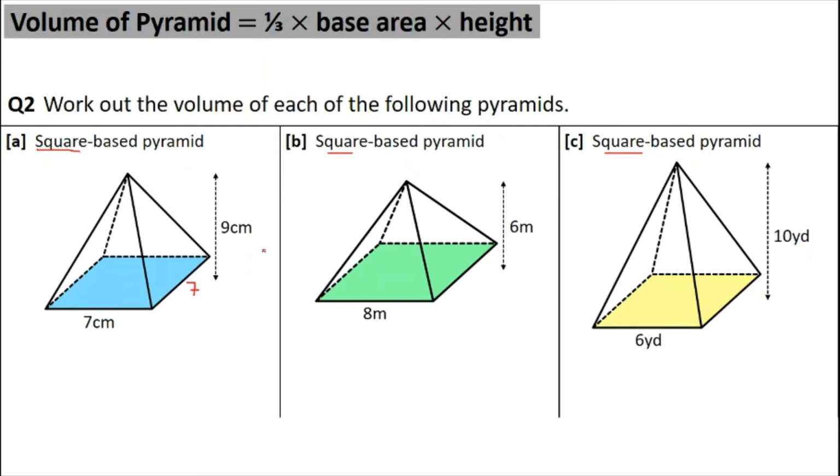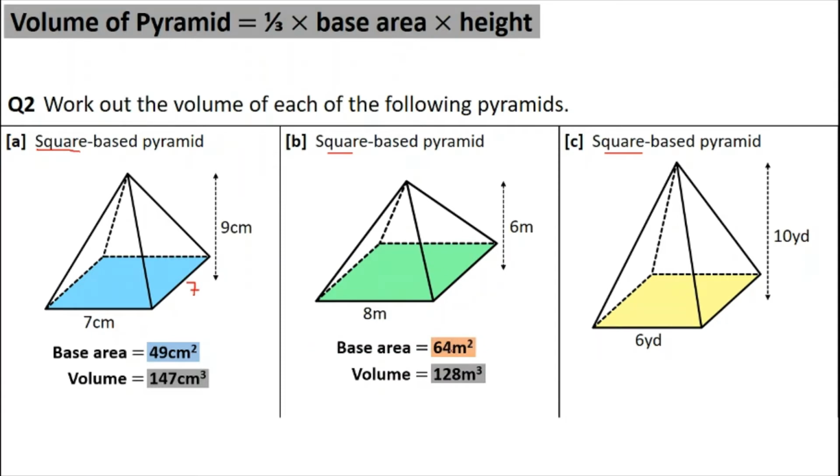Okay, for the first one, you should have got that the area of the base was 49, and 1/3 times 49 times 9 is 147. The second one, the base was 64, and 1/3 times 64 times 6 is 128. And the final one, 36 yards squared, a volume of 120 yard cubed or cubic yards.